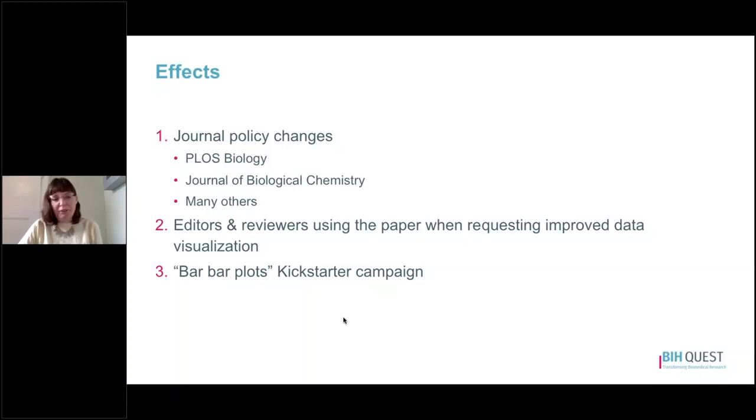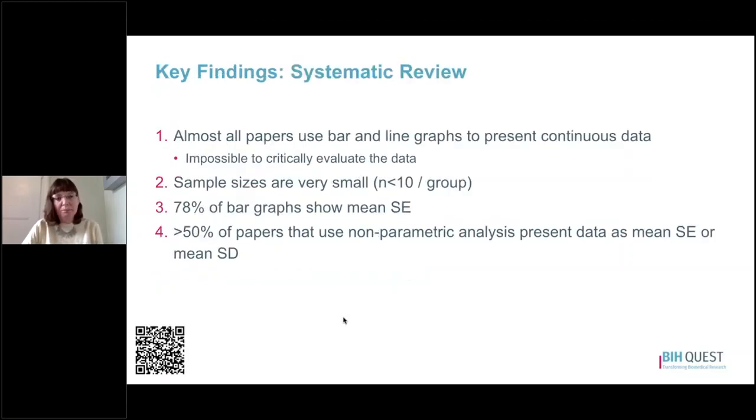We also know that there are editors and reviewers that use this paper or our other papers when they're requesting authors improve their data visualizations during the revision process. And this paper was also one of the factors that contributed to the Bar Plots Kickstarter campaign, which targeted editors of neuroscience and general science journals to encourage them to adopt more informative data visualization practices and implement policy changes.